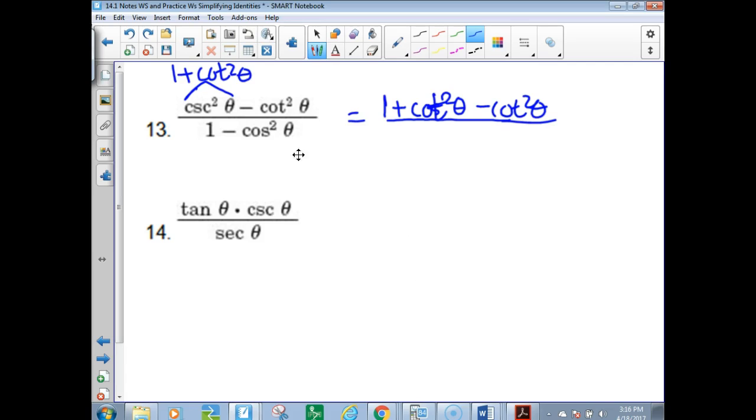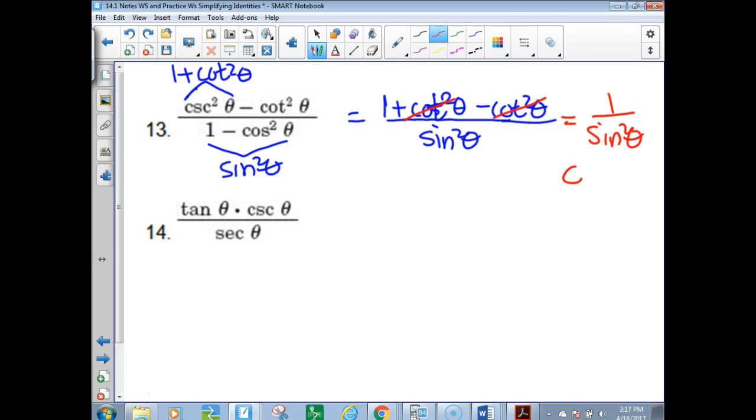You with me? Because then I'm going to take away, and that's going to be helpful. On the bottom, I'm going to trade this for a sine squared. Now I just wrote that because I'm trying to help you learn in my notes. This is what your steps should show. The top simplifies to the cotangents canceling out, so you're going to have 1 over the sine squared. And then finally, you'll tell me that that equals cosecant theta squared.